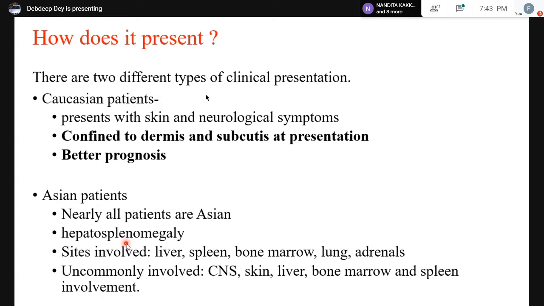So there are two different types of clinical presentations. One is in Caucasian patients, which presents with skin and neurological symptoms, as I showed you in that brain biopsy. The other one is in Asian patients. Our patient was Asian, presented with hepatosplenomegaly, with involvement of the liver and the spleen, but no involvement of bone marrow. But Caucasian patients present with skin and neurological symptoms, and they are confined to the dermis and subcutis at presentation, and it has a better prognosis.